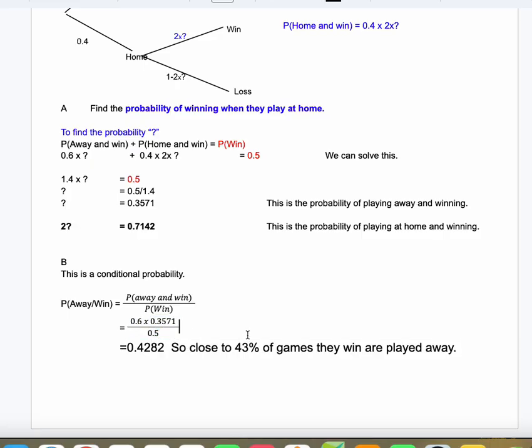On the top line is part of that 0.5, which is that 0.6, the chance they're away, times their chance of winning while they're away. If you roll that all through your calculator, you get close to 43%, and that's your final answer.